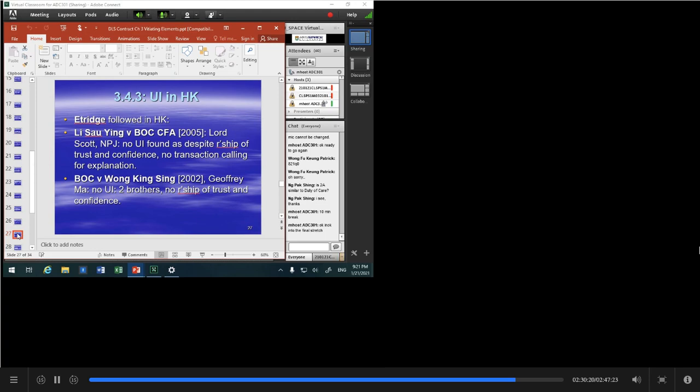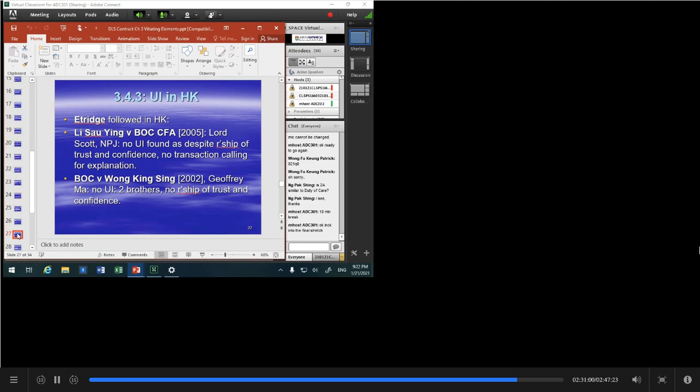Well, in the Wong King Sing case, the claimant wasn't even able to establish a relationship of trust and confidence. So the claim for undue influence in Wong King Sing failed even more so than in Li Xiaoying. At least in Li Xiaoying, they were able to establish a relationship of trust and confidence, but not able to establish a transaction calling for an explanation. And even if the claimants had been able to establish both of those elements, it doesn't mean there was actually undue influence exerted because the weaker party may have been given independent legal advice.